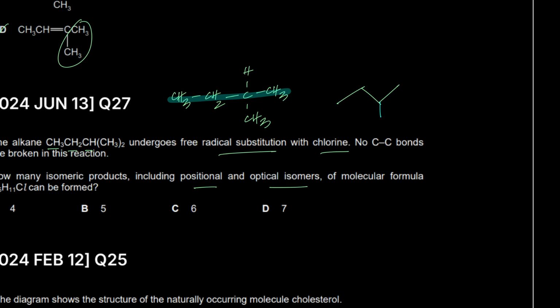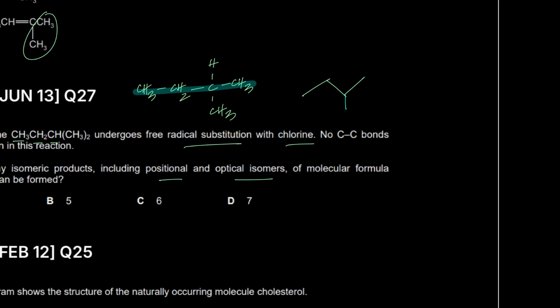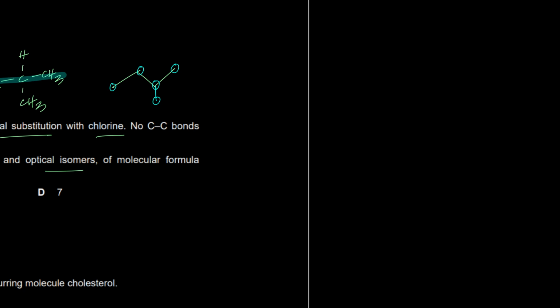Now, free radical substitution with chlorine means you'll have to plug in one chlorine. So you can plug a chlorine here, here, here, here, here. These are all the sites for chlorine. Let's plug it on all these places and see how many isomers we get. How many possibilities do I have to make? 1, 2, 3, 4, 5. So I'll make one more skeletal, 2, 3, 4.